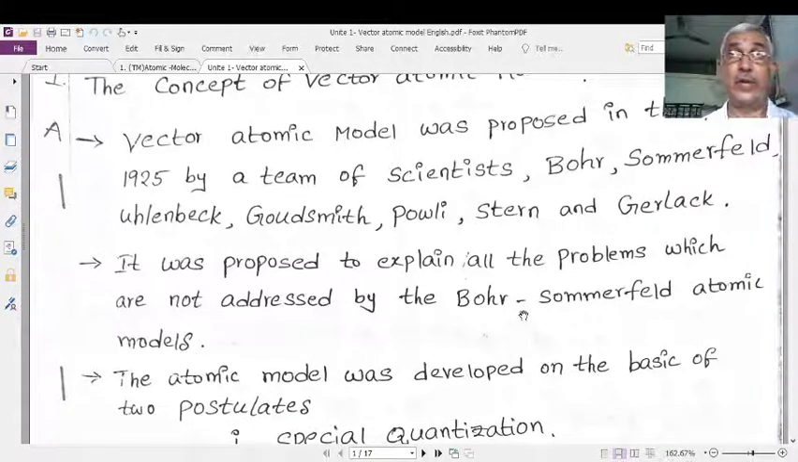This is also the extension for the Bohr-Sommerfeld atomic model. It means that the basic concept of Bohr also remains in this model. I will give what the core things are for this atomic model and why it is known as the vector atom model.